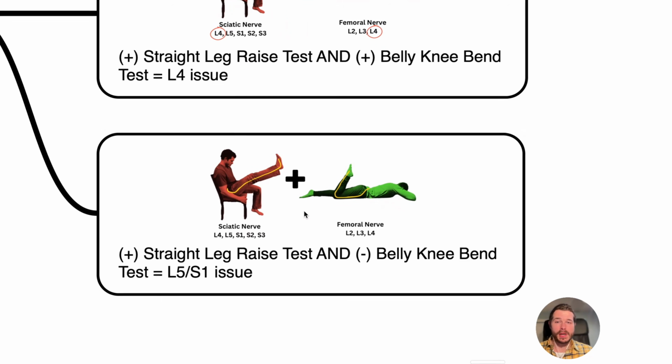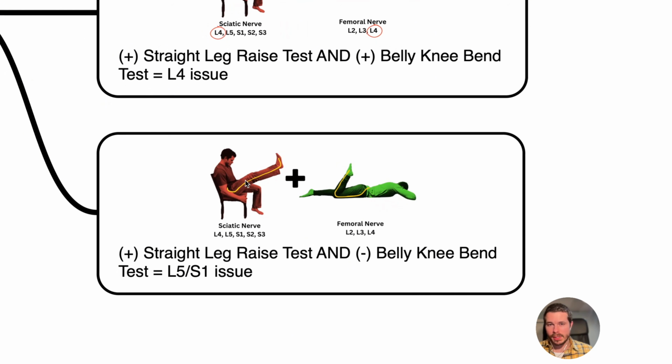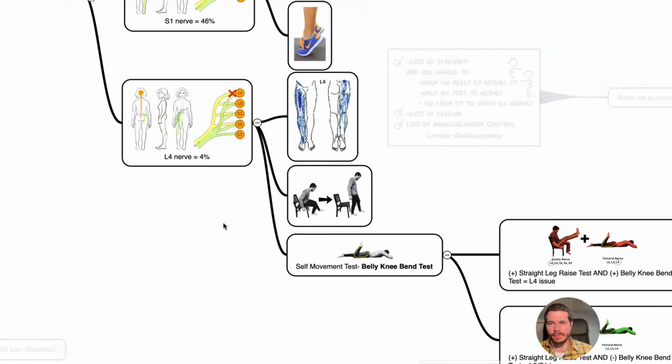Now let's just say the straight leg raise test was positive, but the belly knee bend test was negative. It was no problem. Well, then the L2, L3, L4 nerve roots are fine, and so that further increases the probability you have an L5, S1 issue within that sciatic nerve. All right, so there you have that.